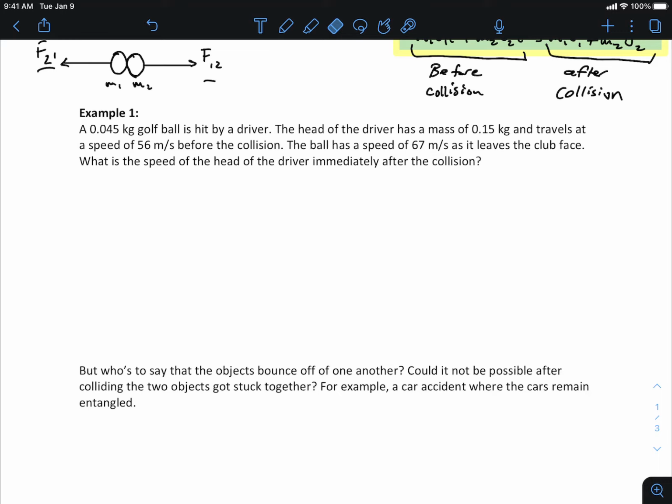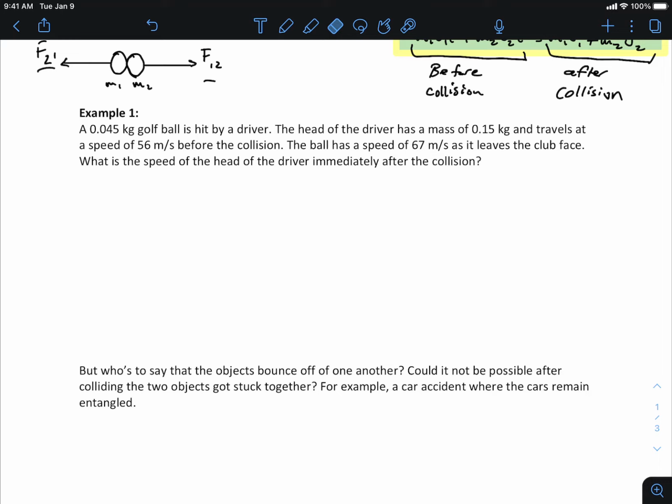We have a 0.045 kilogram golf ball, and the head of the driver has a mass of 0.15 kilograms and travels at a speed of 56 meters per second before the collision. The ball has a speed of 67 meters per second as it leaves the face. What is the speed of the head of the driver immediately after the collision?